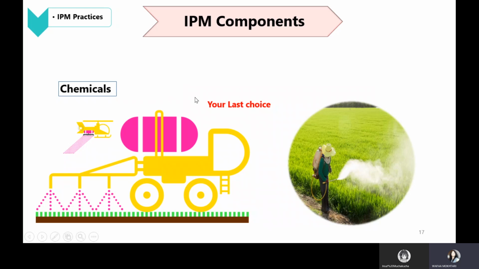Another IPM component is chemicals. However, chemicals right now should be your last choice, or at least you should use them less frequently, with the amount recommended in the labels in every chemical package.